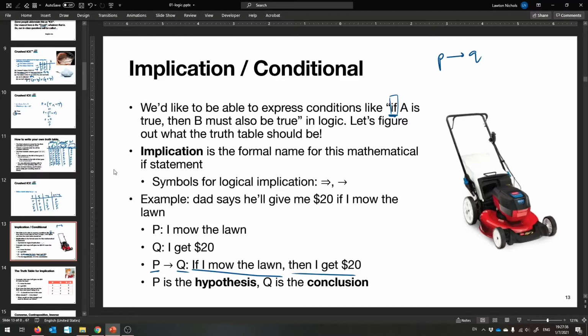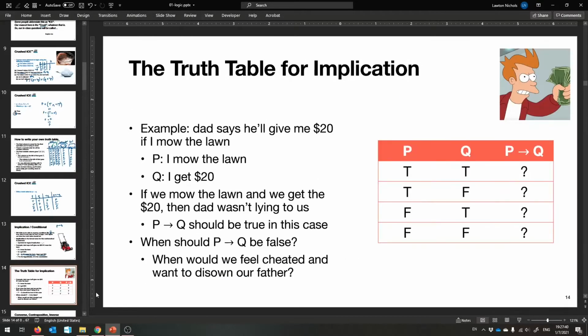Okay, so the truth table looks a bit like this, and we need to fill in this bit. Okay, let's do it together. So here's the example reproduced. We want to determine whether or not it's true here or false here. Okay? What does it mean for P implies Q under these conditions to be true or false?